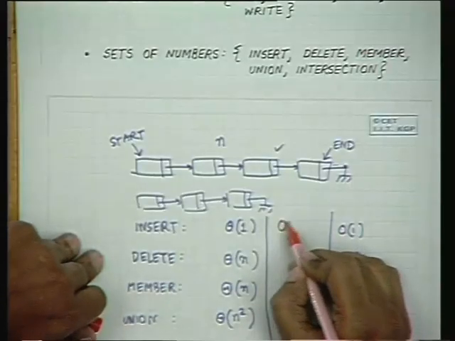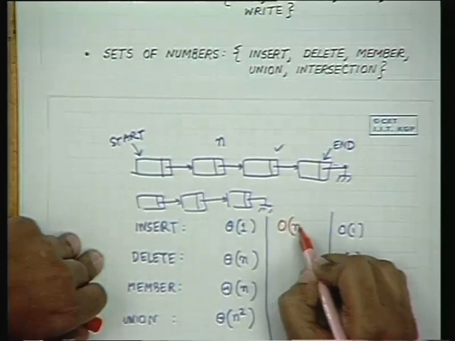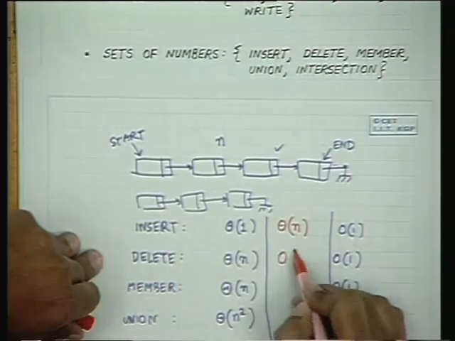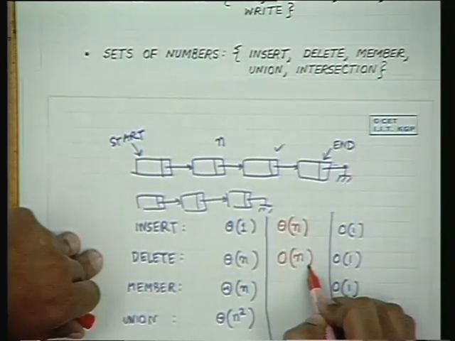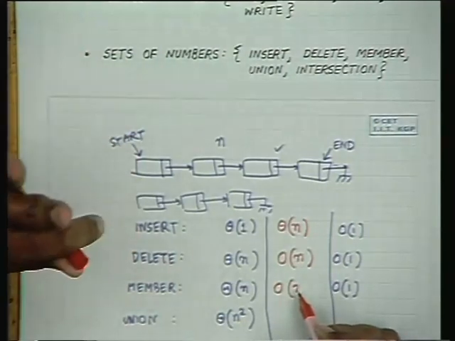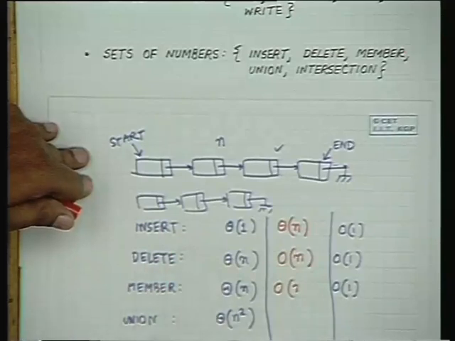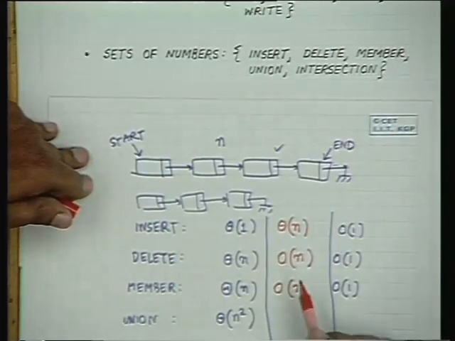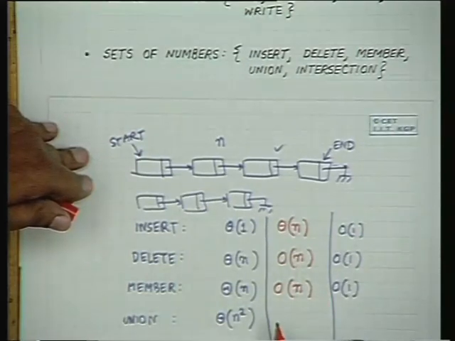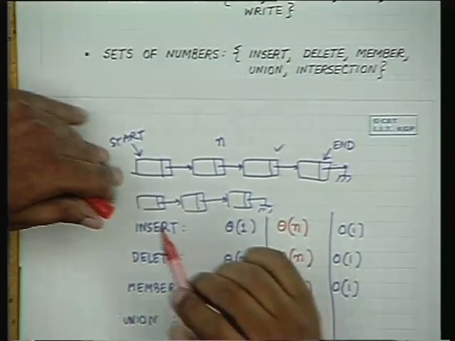Then insert would be order n. Let's see how it changes. Delete would be order n. Member would be order n. Largest, smallest is order 1, but member is order n. If you wanted to find largest, smallest, here both would be order n. But here our largest, smallest is order 1, but this is order n. What about union? N.